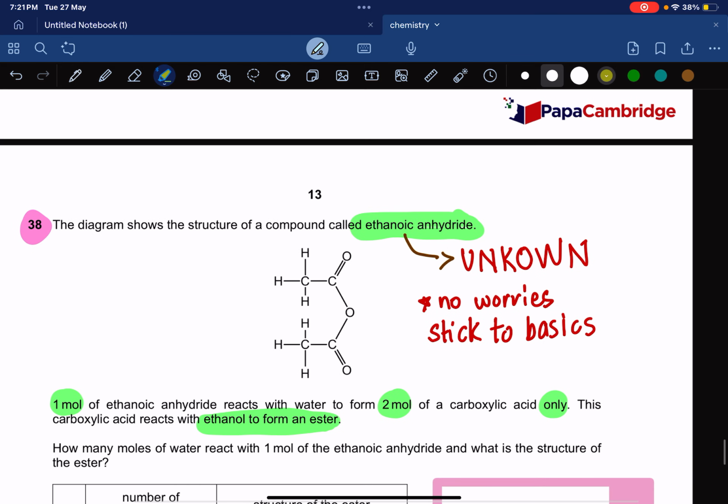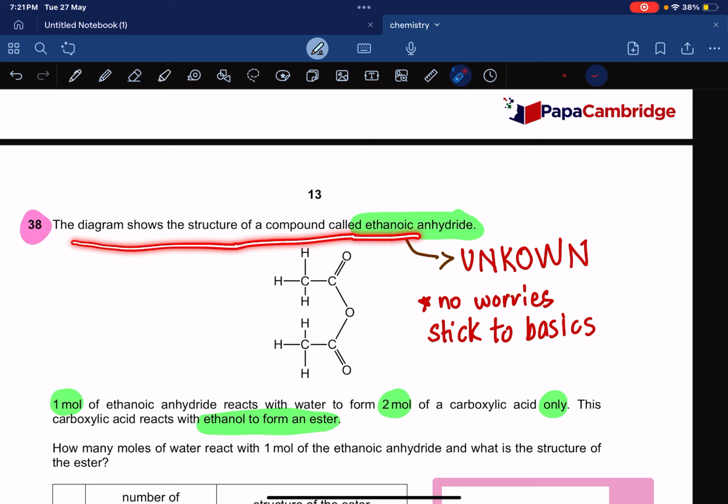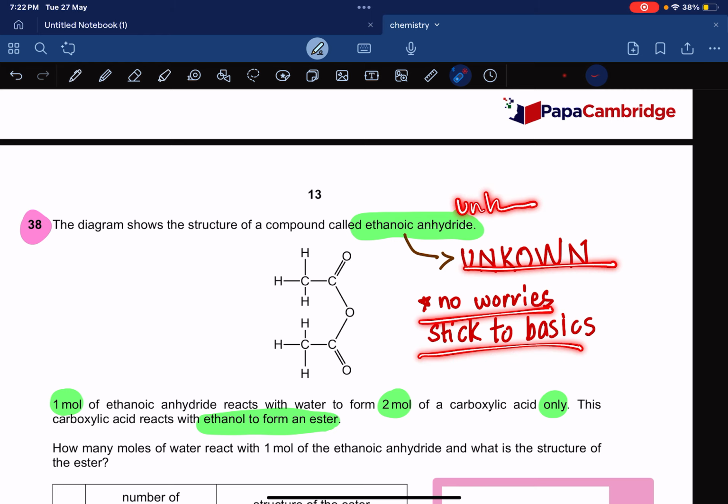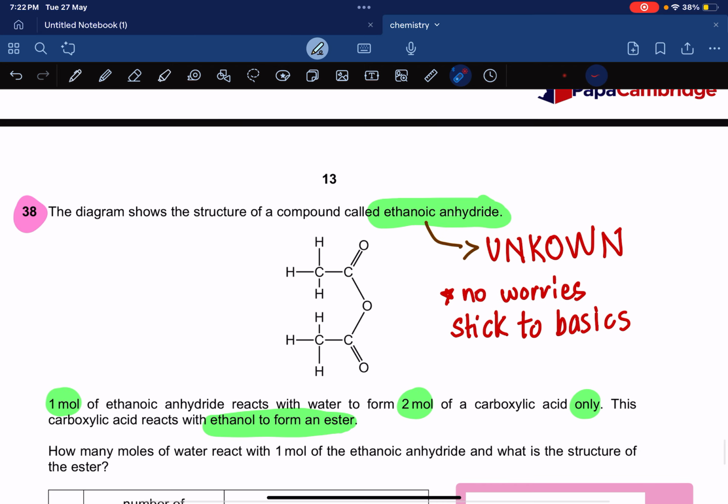Okay. Now this one was a really tricky question. The diagram shows the structure of a compound called ethanoic anhydride. Now this is something unknown that we don't know. No worries, we're going to stick to the basics and try to figure out as much as we can.